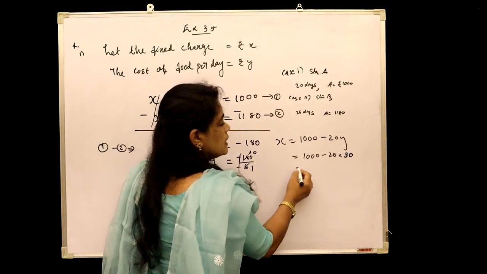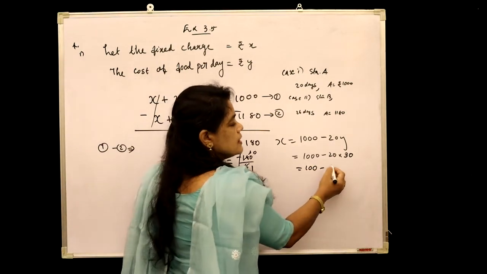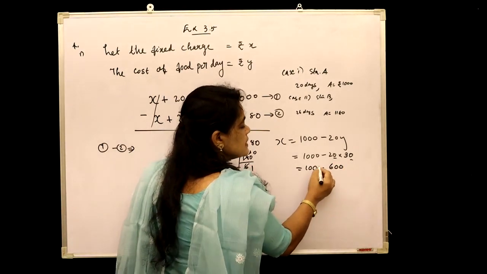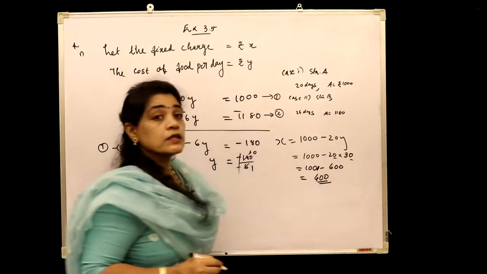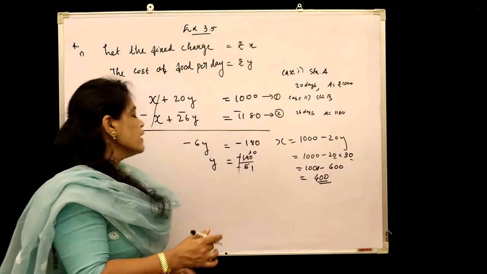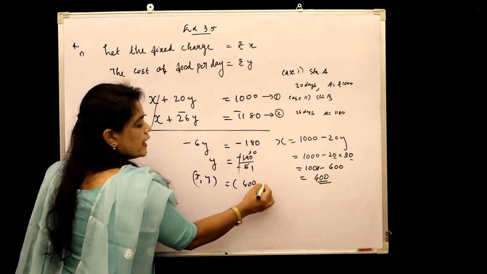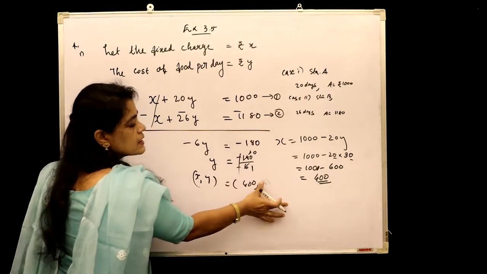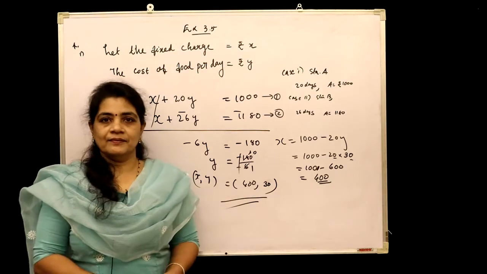Okay, or 1000 minus 20 into 3. 2 3s are 6 and 2 zeros. So 1000 minus 600, and that is 400. So this is the cost, that is fixed charge. That is x represents fixed charge. So x comma y is equal to 400 for x, and 6 what we got? 30. 30 we have taken as cost of food per day. So this is the answer.